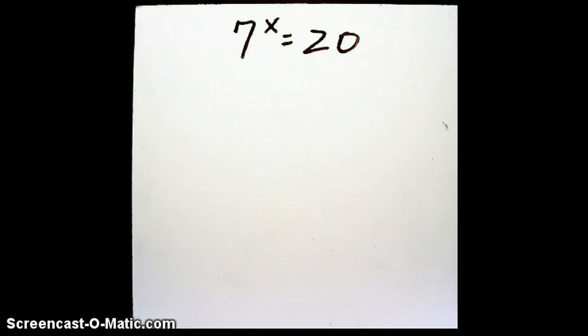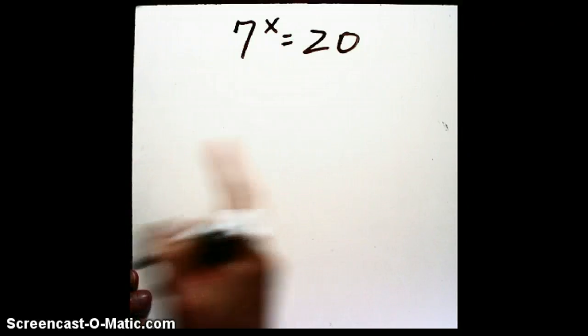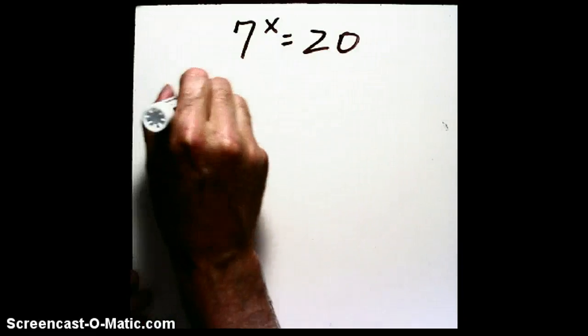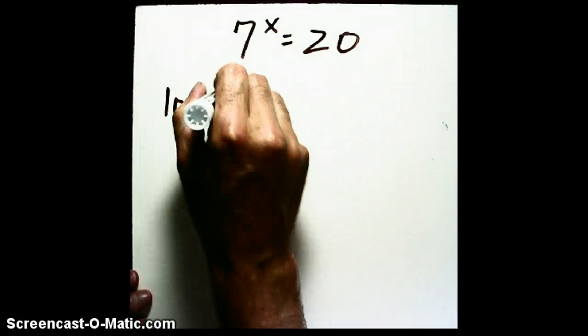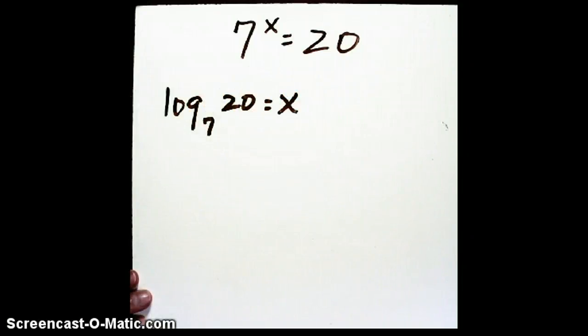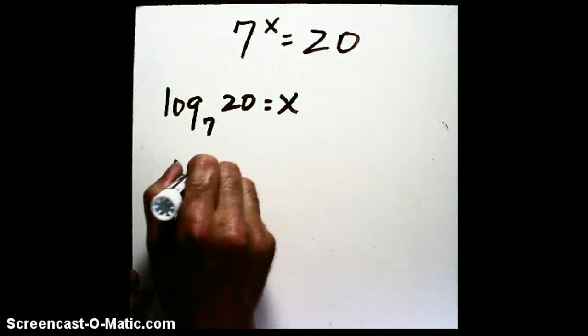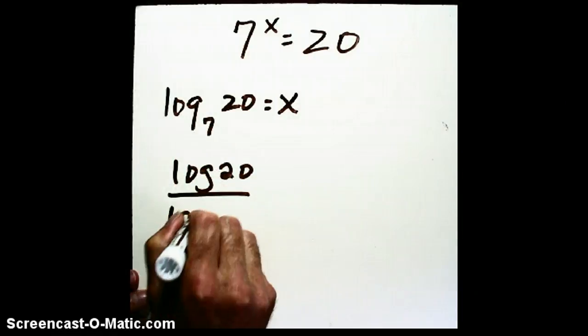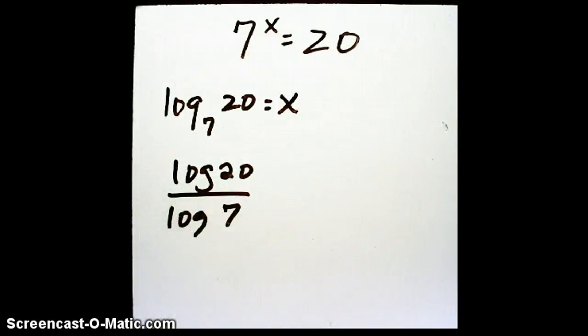Now, how are we going to do this problem? Well, one way would be to change this to a log. This would be log base 7 of 20 is equal to x. And now we could use a change of base rule. That's the same thing as log of 20, that's log base 10, over log of 7. Put it in our calculator.